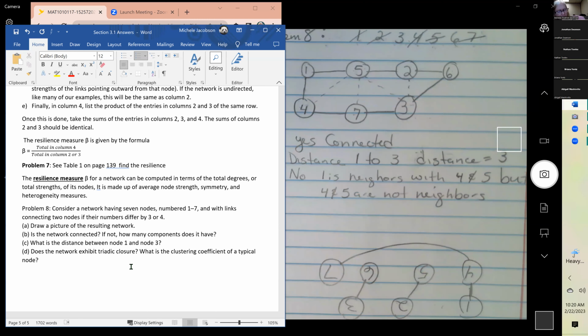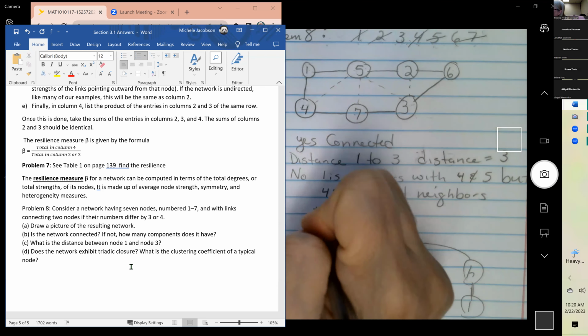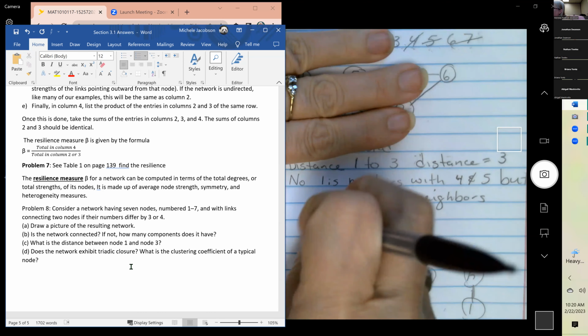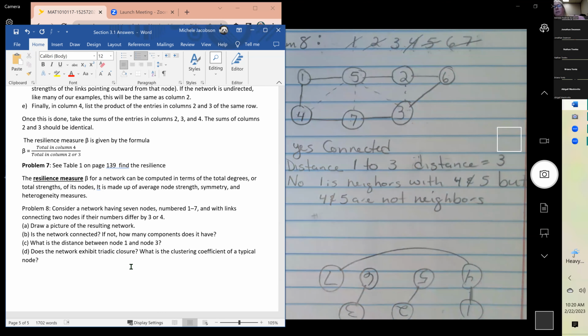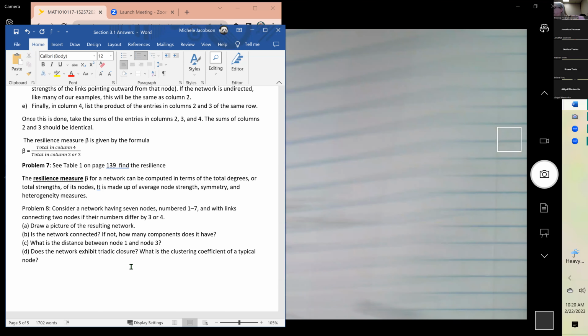I didn't want to use D because D they use for number of neighbors. Any questions so far? The last part, what is the clustering coefficient? I don't have enough space to write this.